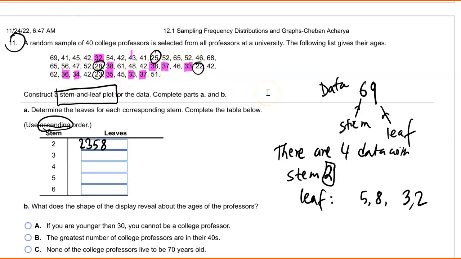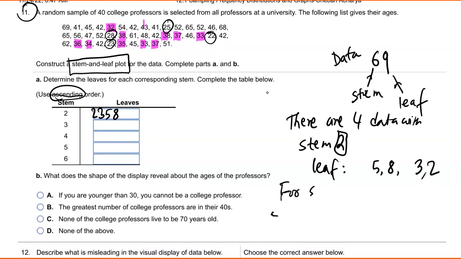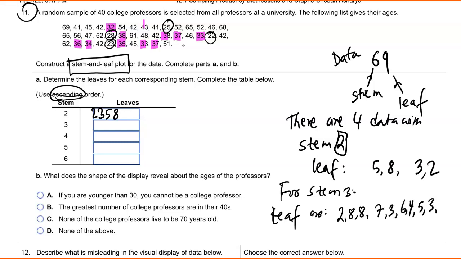Okay. For stem 3, leaf, what do you think? Let's see: 2, 8, 8, 7, 3. Let me write down here. 2, 8, 8, 7, 3, 6, 4, 5, 3, 7. Let's see. 1, 2, 3, 4, 5, 6, 7, 8, 9, 10.